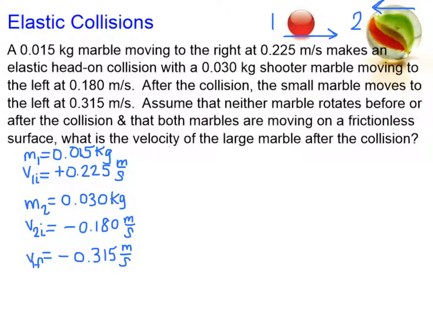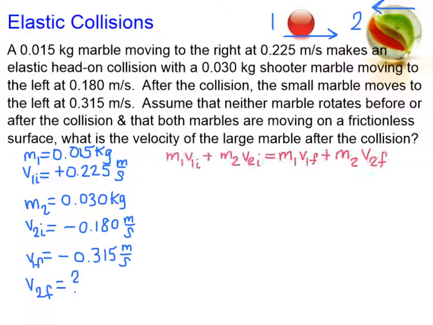So we're going to assume that neither marble rotates before or after the collision, and that both marbles are moving on a frictionless surface. So what is the velocity of the large marble after the collision? This will be my unknown. I'm looking for v2 final, and I can use my equation for the conservation of momentum to find the final velocity of that second larger marble. There's that equation. And now I can simply plug my numbers in, and this is a pretty easy plug-and-chug problem.